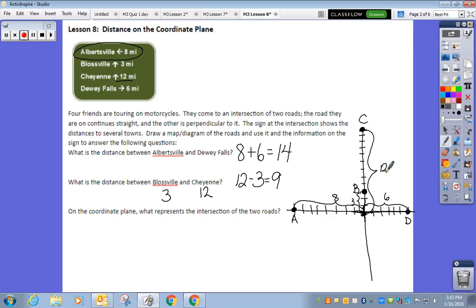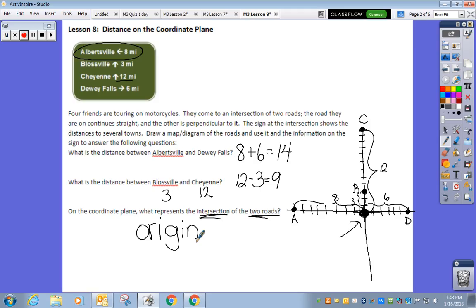So on the coordinate plane, and if you'll notice, this diagram we've drawn looks just like the coordinate plane. And this would be me right here. And they're asking what represents that intersection of the 2 roads, or where I am. And hopefully we all remember that's called the origin.